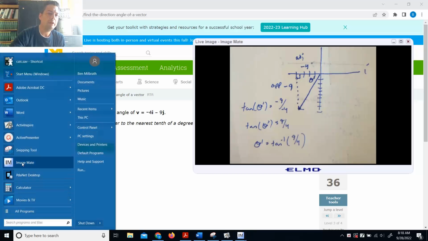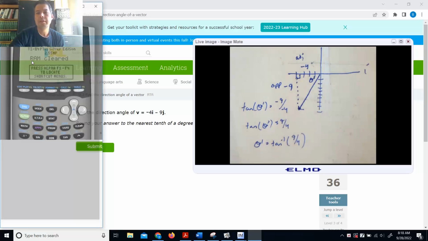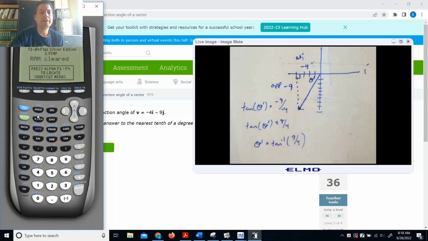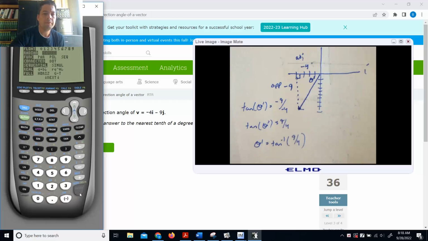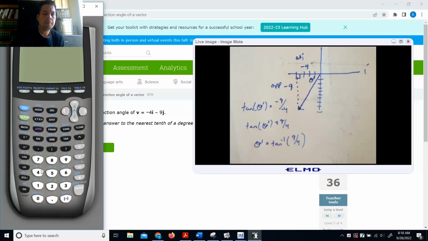Now there's a reason I'm drawing here, because if I just push buttons in a calculator, I don't see the whole picture. Make sure I'm in degree mode here. I'm in radians, got to be in degrees. This is talking about the nearest tenth of a degree. So I go over to my TI-84, I do the arctangent of 9/4, and I get that the reference angle is 66.04 degrees.